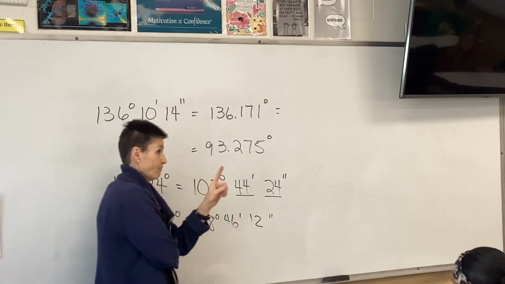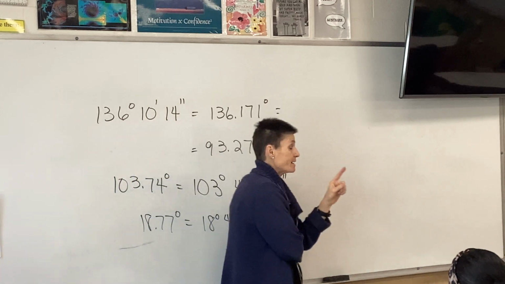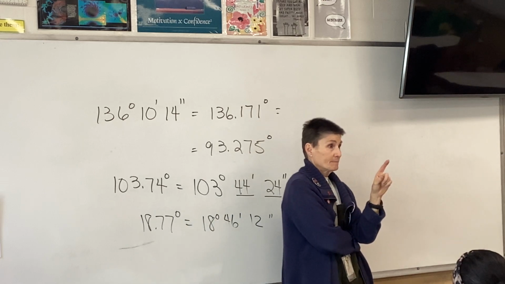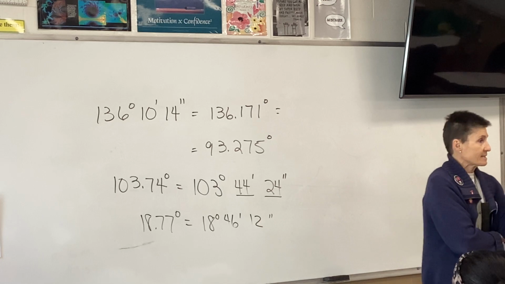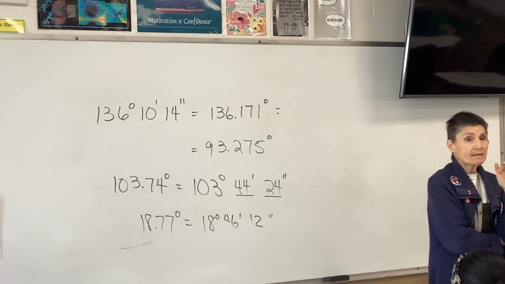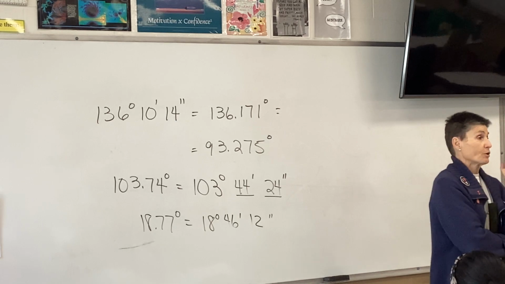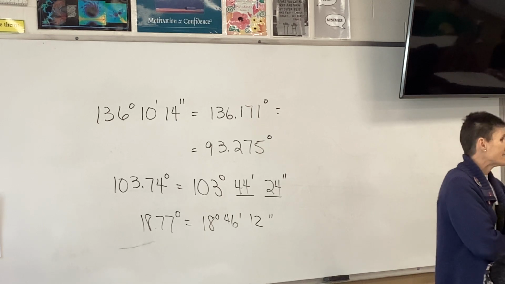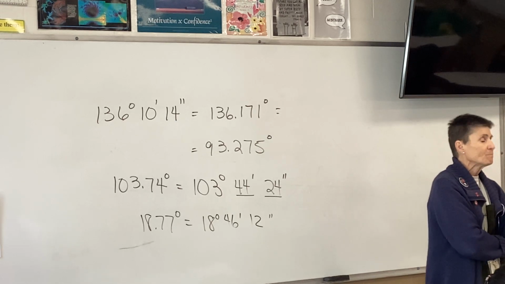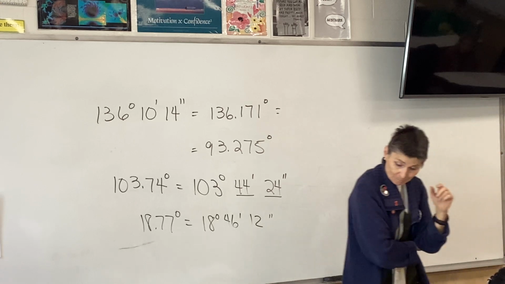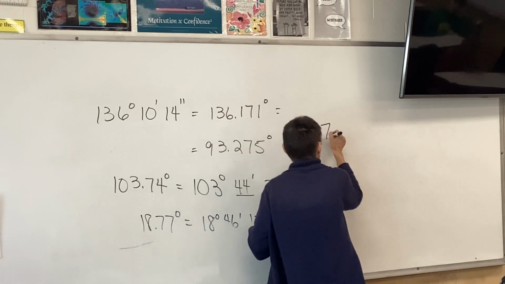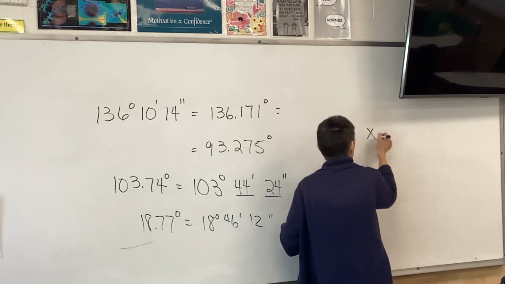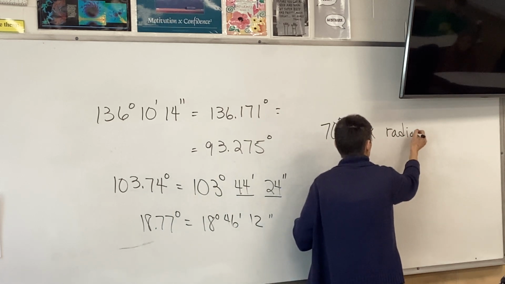Now be careful. Anytime in math class that it says exact, that means no calculator. That means you're going to leave things like pi, and you're going to leave things like a square root. No decimals, no rounding off. We're going to do this totally by hand. So, 70 degrees is how many radians? That's our question.